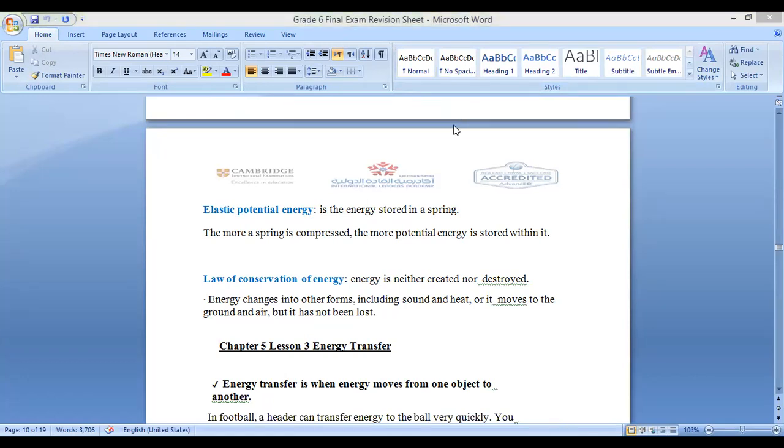The law of conservation of energy is when energy is neither created nor destroyed. What does that mean, Farah? Can you create energy from nothing? No, we cannot. Energy cannot be created. We cannot make energy. Yes, and we cannot destroy it.